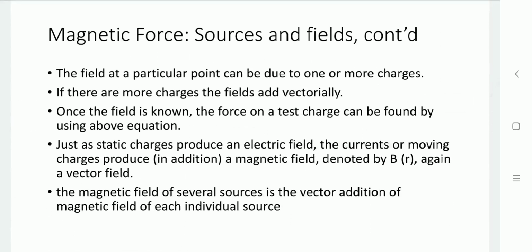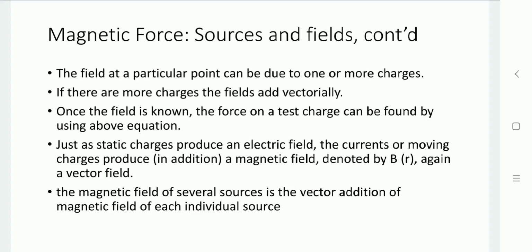The field at a particular point can be due to one or more charges. If there are more charges, the fields add vectorially based on the superposition principle that we already know. Once the field is known, we can define the force acting on a charge based on the charges around it using Coulomb's law, as we did in the previous slide with the example of two charges.